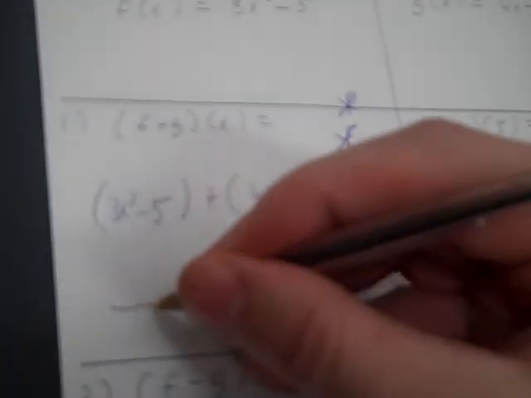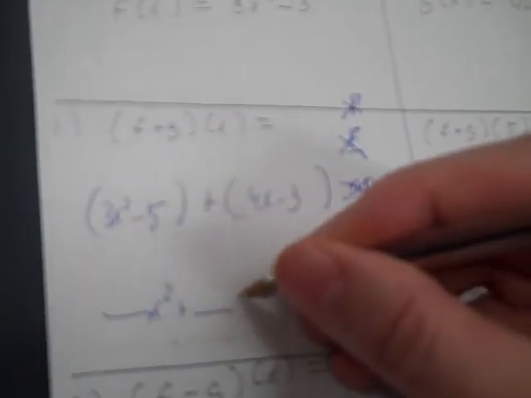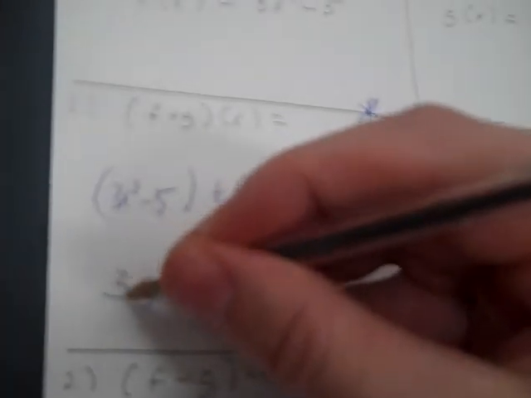So x to the second's your highest, plus blank x plus blank. So x to the second I have 3. X I have 4. Non-x's I take negative 5 plus negative 3, and that's negative 8. And now I insert 5 into the expression, so I take 3 times 5 to the second power plus 4 times 5 plus negative 8. That's 87.